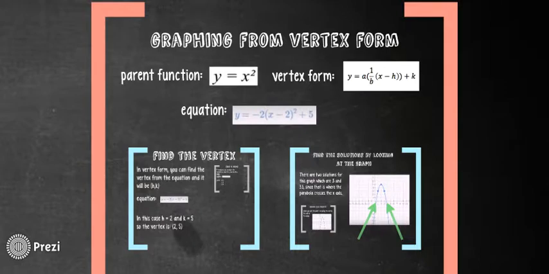Okay, so now we will be graphing from vertex form, and the parent function of quadratic equations is y equals x squared, and the vertex form is y equals a(1/b)(x minus h) plus k. And in an equation, you will either have an a or a b. And the equation we will be solving is y equals -2 times (x minus 2) squared plus 5. And as you see, -2 will be the a, and so there isn't a b in this equation.